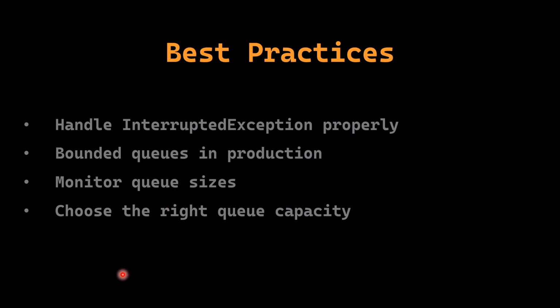And fourth, choose the right queue capacity. Choosing the right queue capacity involves balancing multiple factors. Too small a capacity causes frequent blocking and underutilization of resources. Too large a capacity wastes memory and can mask performance issues. A good starting point is to base capacity on your expected burst size. How many items might arrive faster than they can be processed during peak load? That's the burst size. Monitor your queues in production and adjust based on your actual usage patterns.